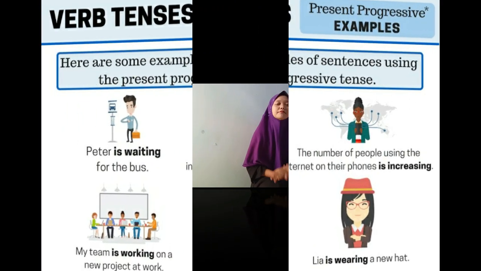The second, present progressive. Present progressive indicates an action that is taking place at the moment of speaking, or an action that started in the past and is continuing at the present time. For example, I'm sitting now. The third, future progressive. Future progressive indicates an action in the future that is longer in duration than another action in the future. For example, I will be driving when you call.